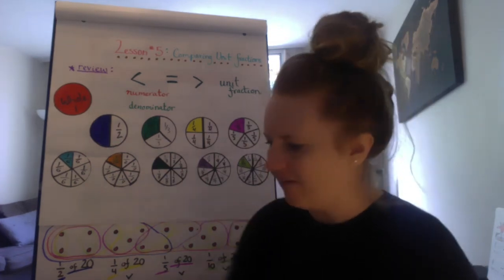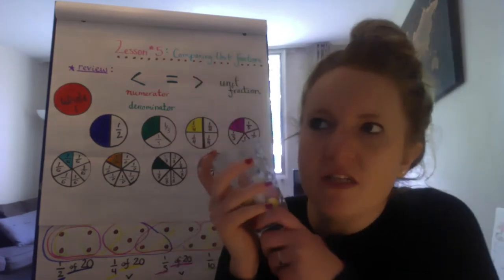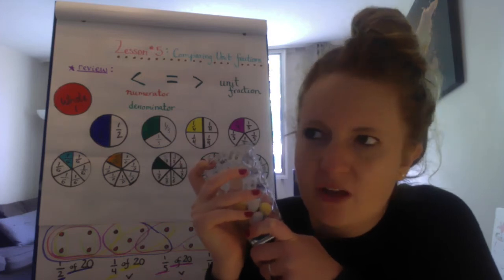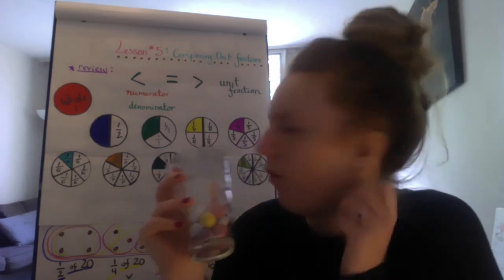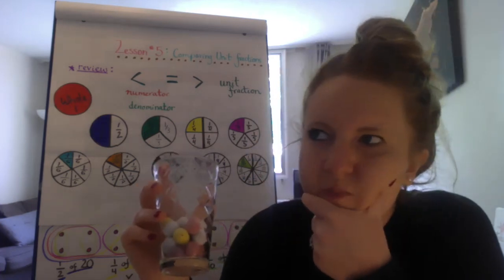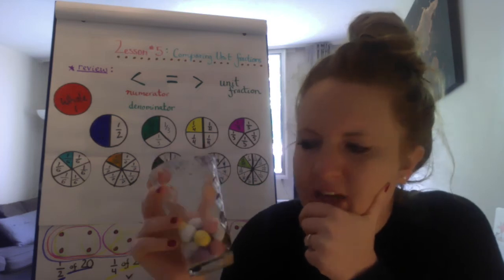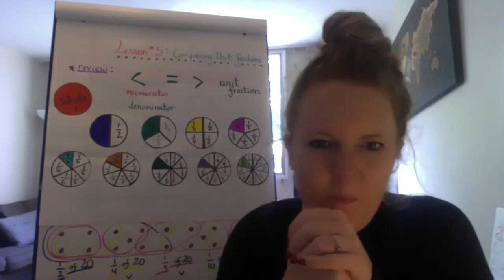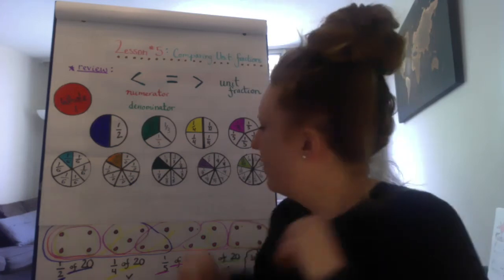And I actually have the same thing. So here I have some sweets. I have 20 of them. Now I want to think, would I rather eat a quarter of them, or a tenth, 1/10 of them? There's 20. Would I rather have a quarter, or would I rather have a tenth? What do you think? Well, we're going to have a look at that.